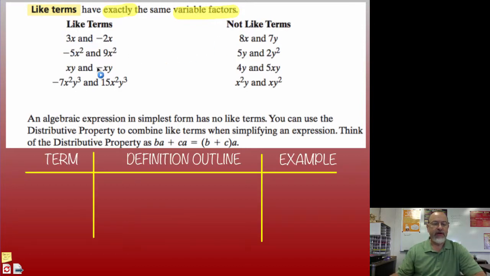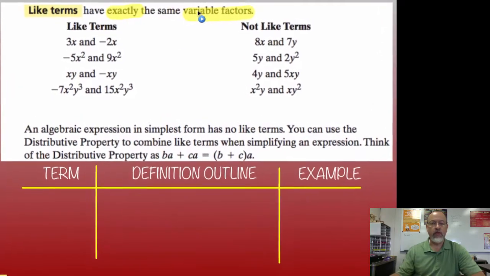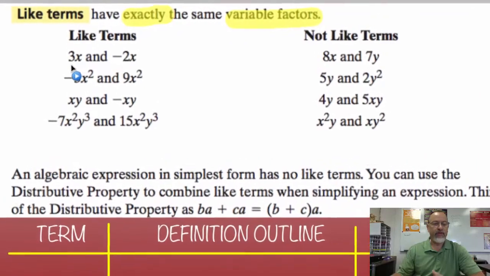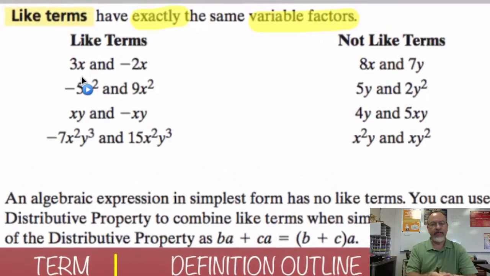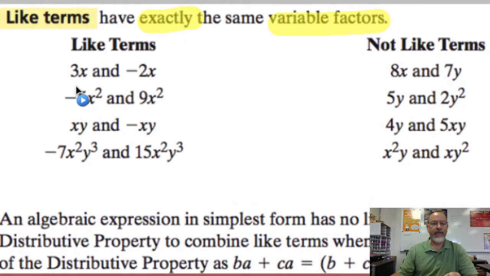So let's look down here at what terms are like and what terms are not like. As we look at the column on the left, these are like terms, and to determine whether terms are like, we're looking at the variable factors of a term. Here we have a product, 3 times x, and remember, things that are being multiplied together are called factors. So 3 and x are factors. To determine like terms, we're not looking at the coefficient, we're just looking at the variable. And the variable factors must be exactly the same in order for them to be like terms.